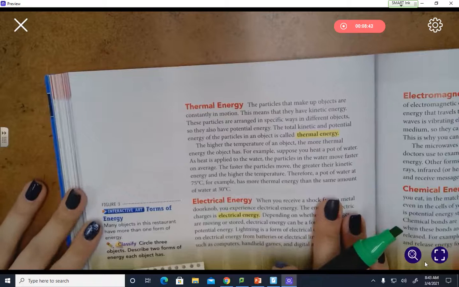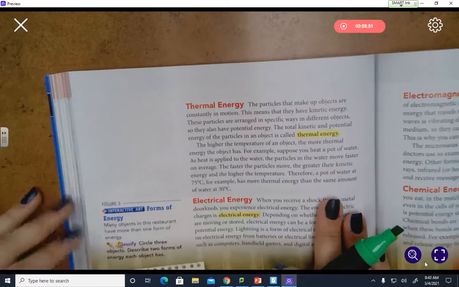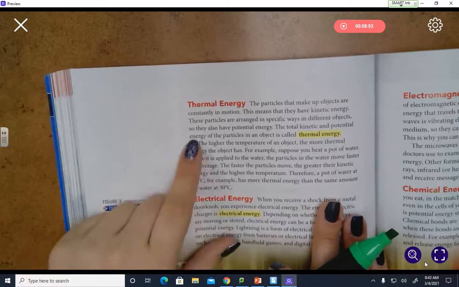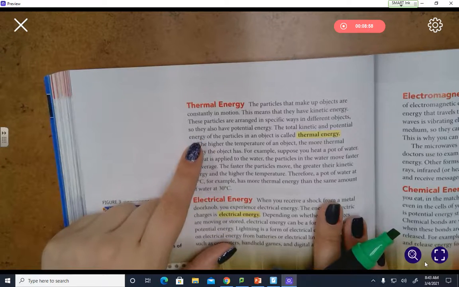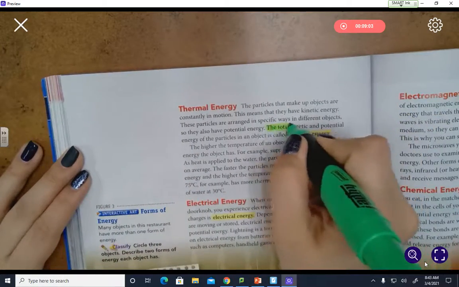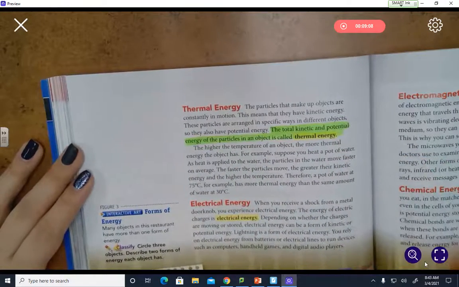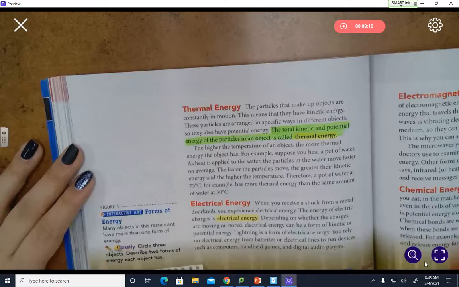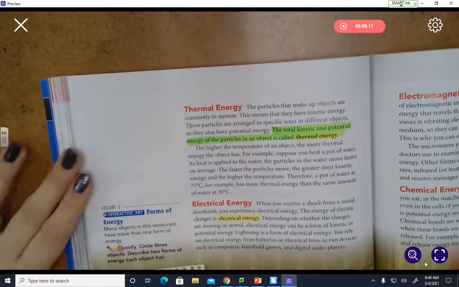The particles that make up objects are constantly in motion. This means they have kinetic energy. These particles are arranged in specific ways in different objects, so they have potential energy. The total kinetic and potential energy of objects is also called thermal energy. The higher the temperature of an object, the more thermal energy the object has. I want you to highlight that.